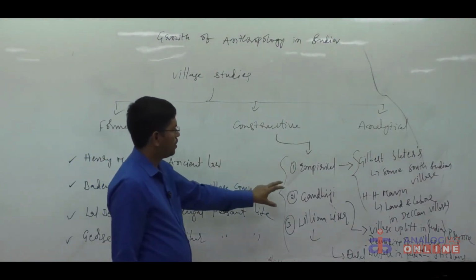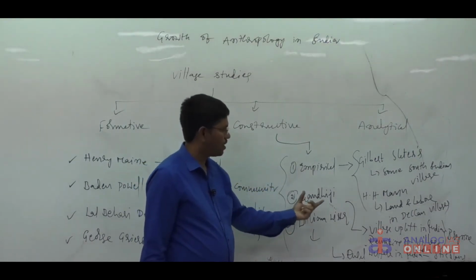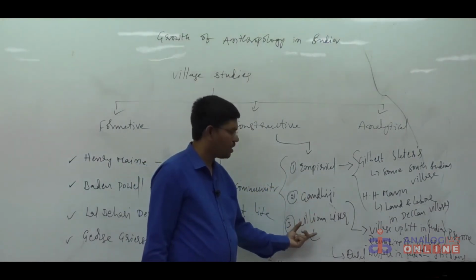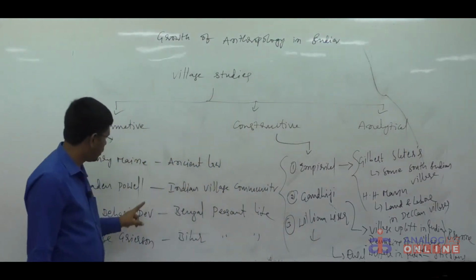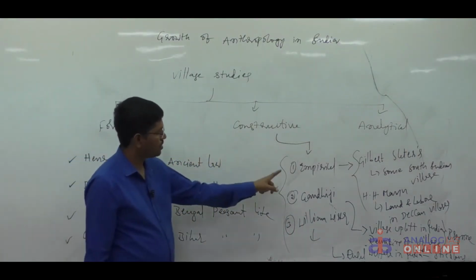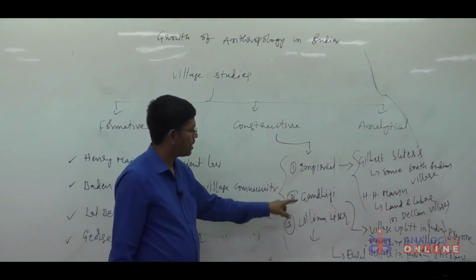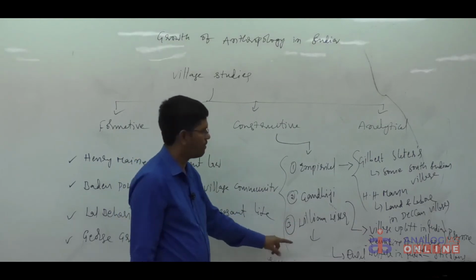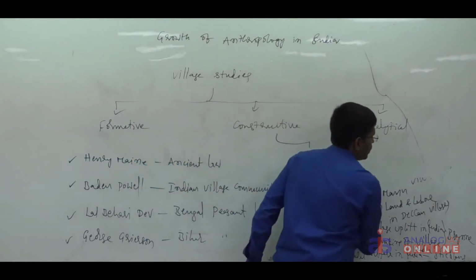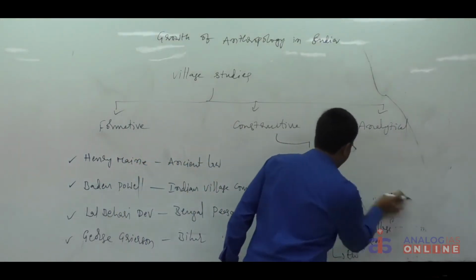You have to remember these 3: empirical studies, then the influence of Gandhiji, and the contribution made by William Wiser. In the formative phase, you have to remember these 4 names. In the constructive phase, you have to remember these 3 categories: empirical studies, influence of Gandhiji, and contribution by William Wiser. Now, let us discuss the analytical phase.